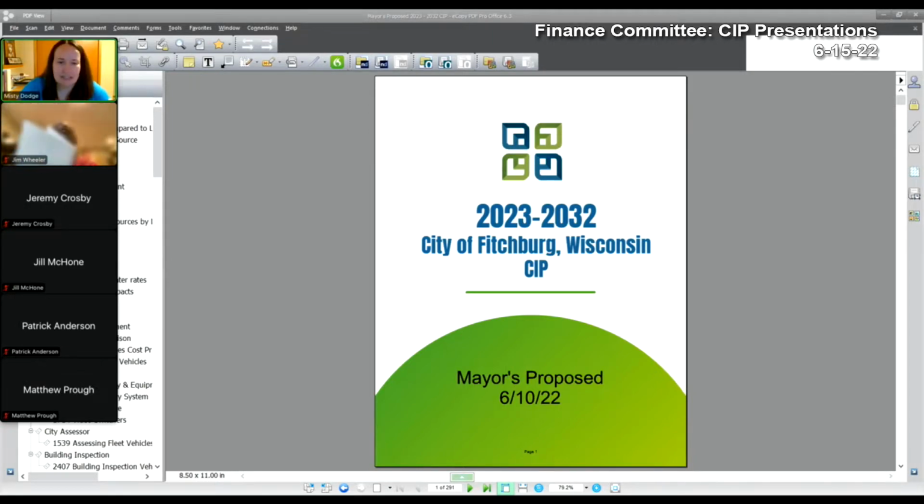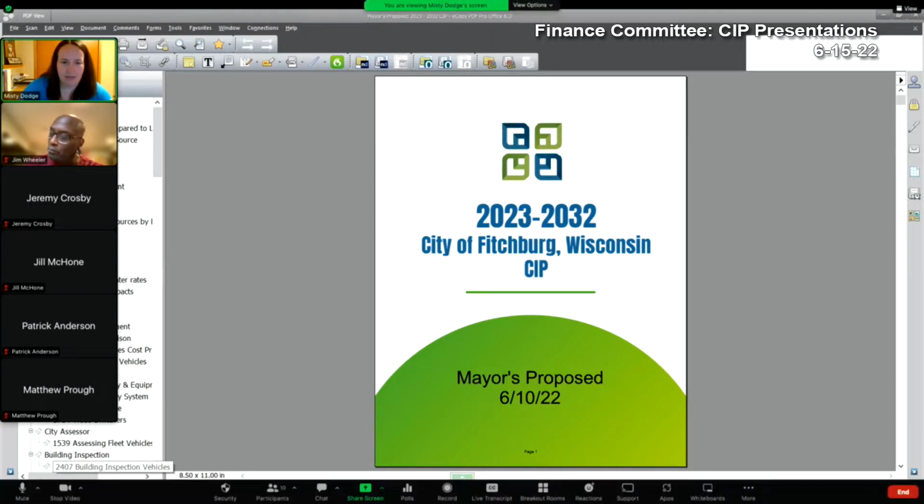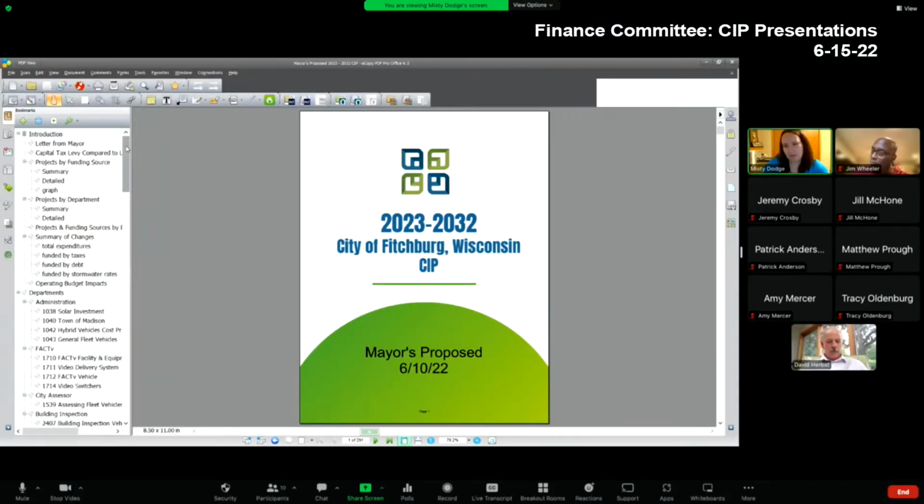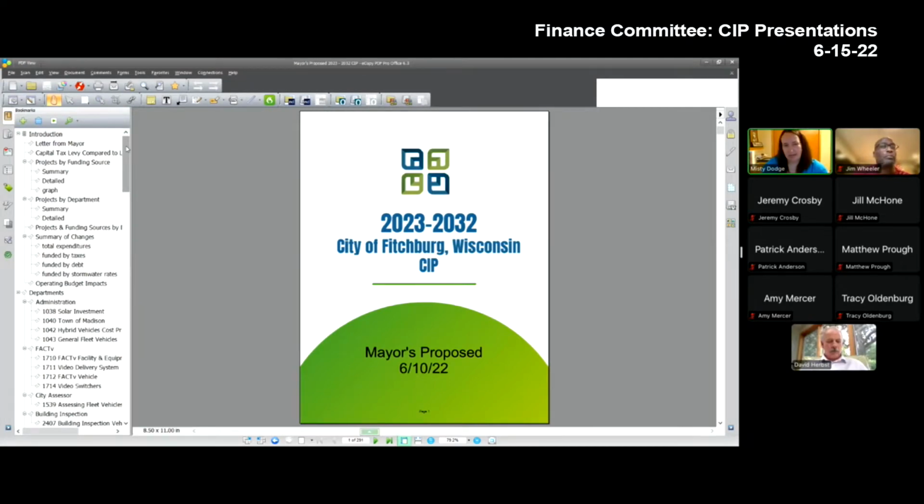To get to the document, you can get it off of the city's website. Let me go there quick. You would go under the Government tab, Departments, Finance Department, and then there's a separate section for Capital Improvement Plan, right here at the top. Then the bookmarks are probably the easiest way to navigate the document.